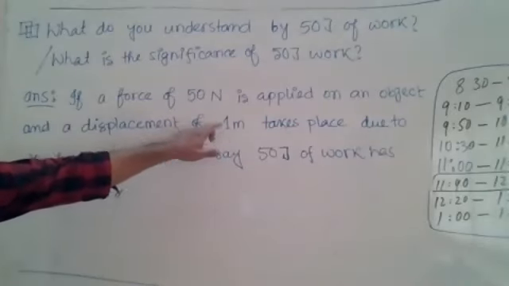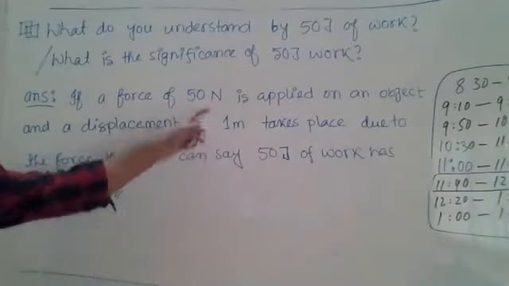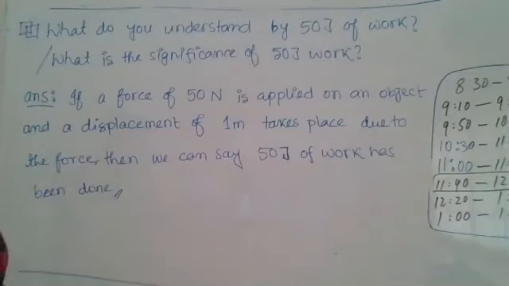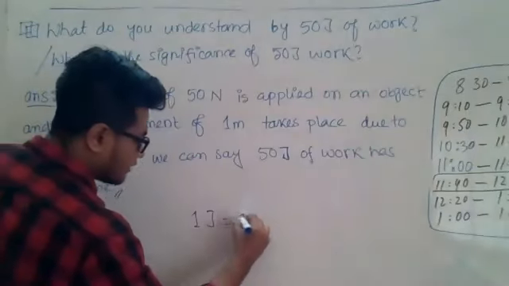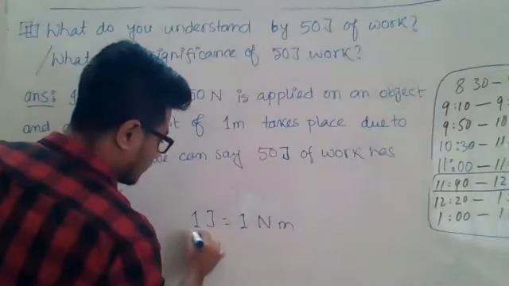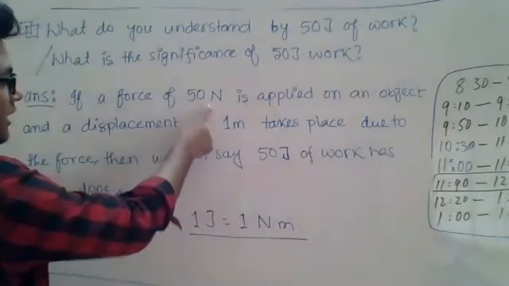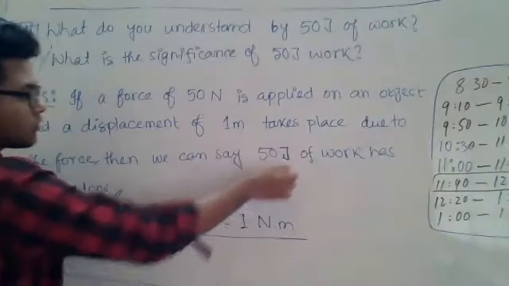If I take the multiplication, 50 into 1 gives me 50, right? And Newton into meter is joule. We know 1 joule is equal to 1 newton meter. Both of them are units of work, so I can write this. So with 50 newton force applied and 1 meter displacement, if I take the multiplication, I will get 50 joule of work.